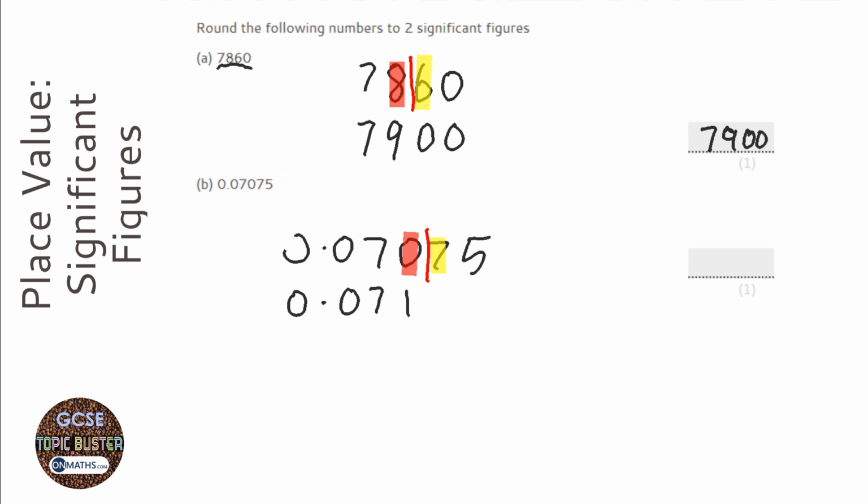Now, unlike the last one, we don't need to put the zeros in there, because they're not placeholders. The 0.071 is the same as 0.07100, so we can just write down the answer 0.071.